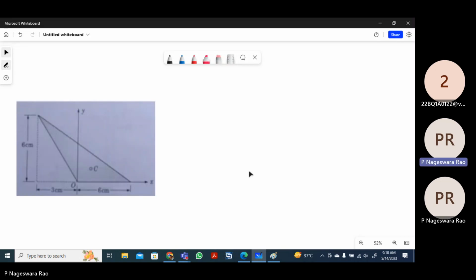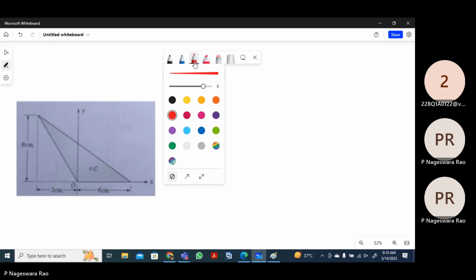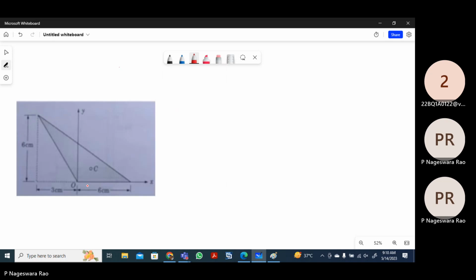Okay, good morning, students. Now, for this case, we want to calculate the centroid. Let us say this is the given shape. For this shaded area, I want to calculate the centroid.